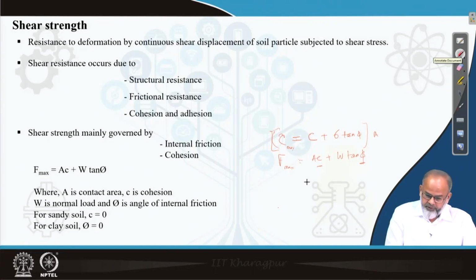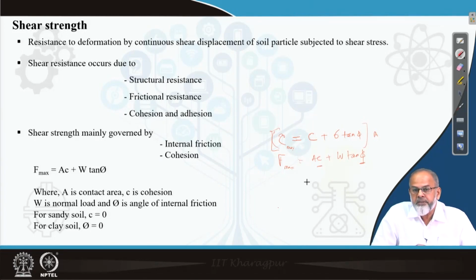Now, if it is a cohesionless sandy soil, that means C is 0 and phi has some value. So the maximum thrust will be dependent on W itself, where the area has no role. If it is a clay soil, that means phi is 0, so obviously the maximum thrust developed is dependent on the contact area. So these are the two extreme conditions which I represented.